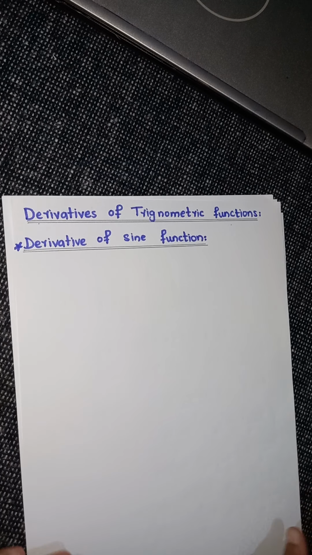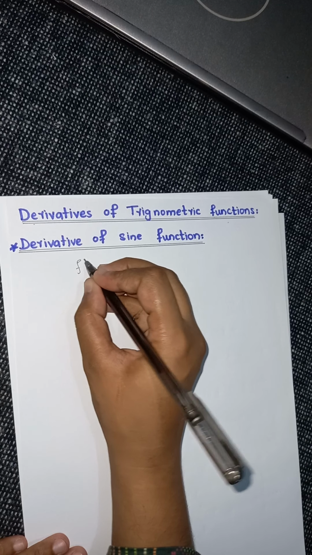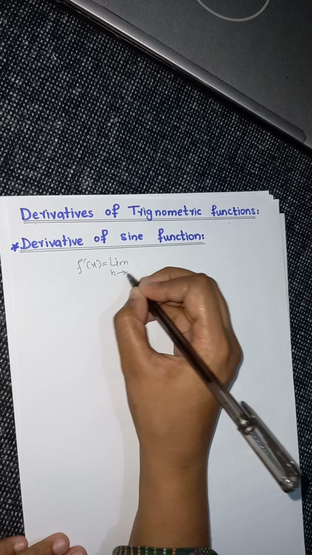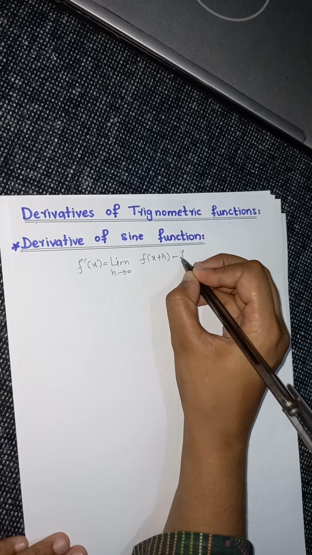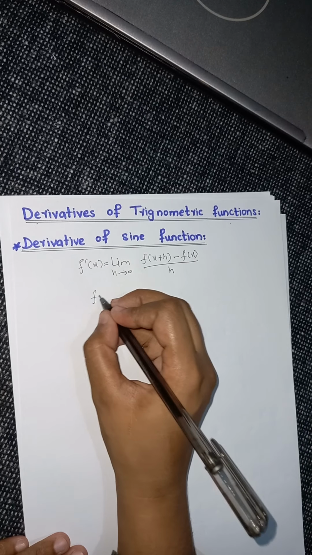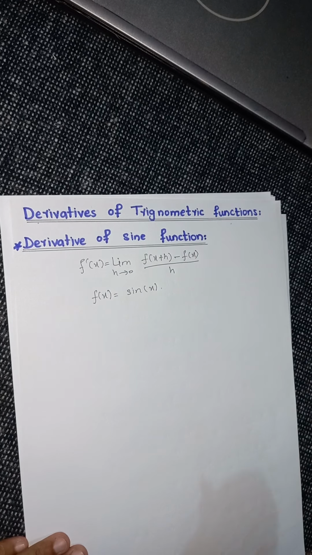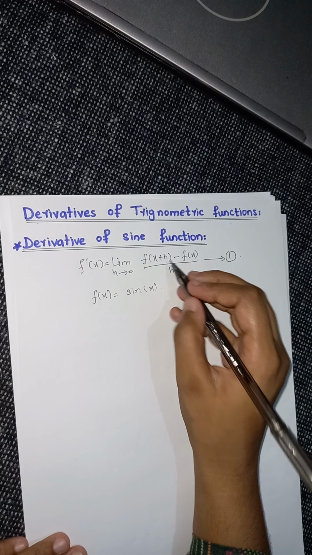function. Now we know that the definition is that f'(x) is equal to the limit as h approaches 0 of (f(x+h) - f(x)) divided by h, and we know that our sine function is this one, sin x. Now in this definition we need f(x+h).